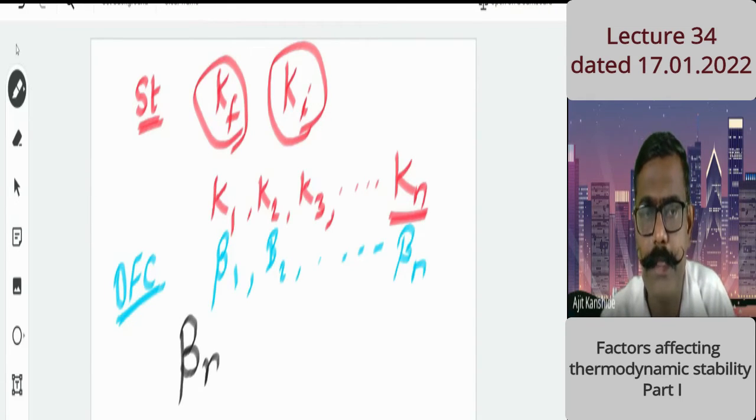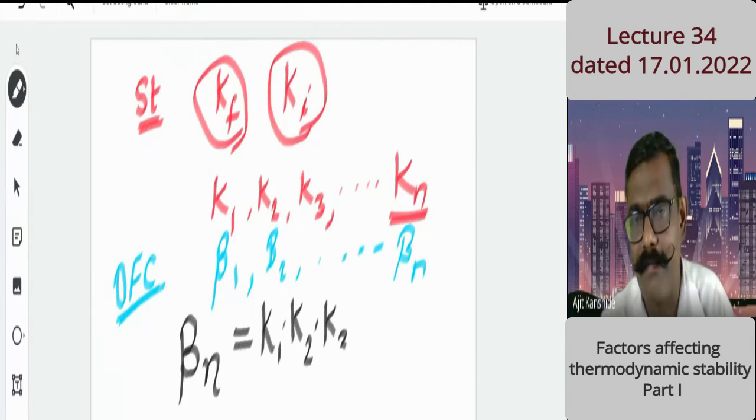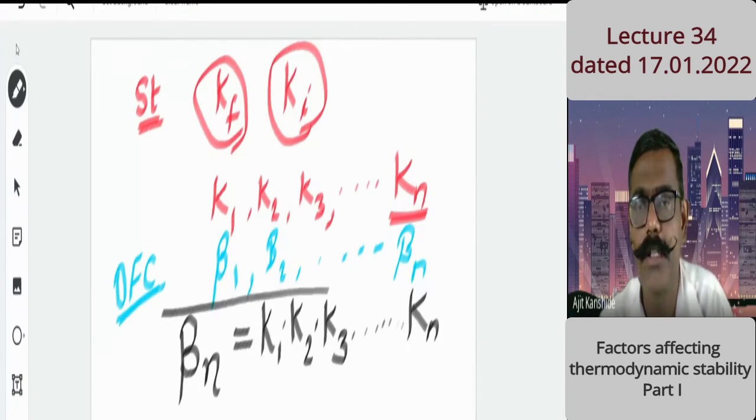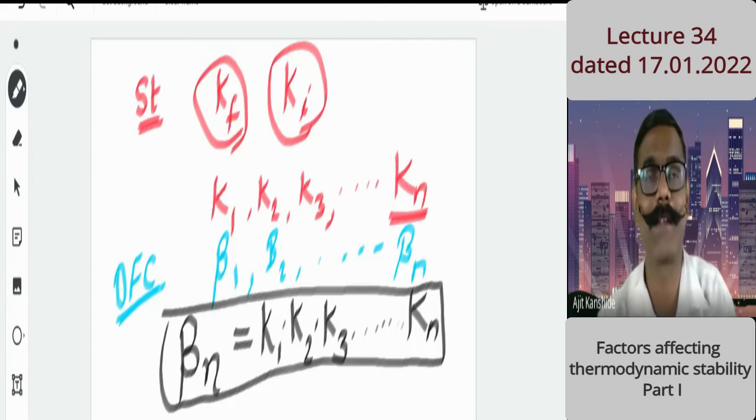Beta n is the overall formation constant. Beta n is equal to K1 into K2 into K3 and so on up to Kn. That is the relationship between the overall formation constant and the stepwise formation constant. Up to there we had discussed last time.